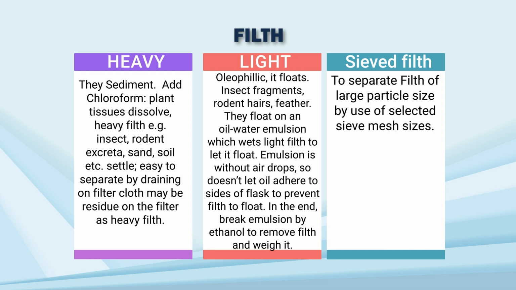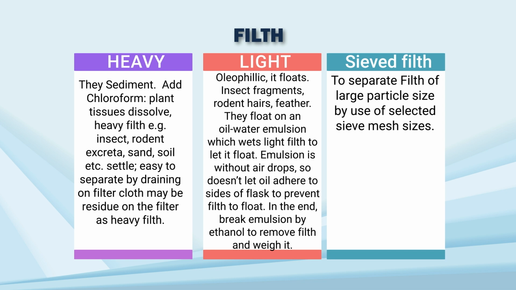Normally the high density filth settles down. For example, you take a solvent like chloroform. You put your food product in chloroform. The filth will settle down. All other material will dissolve in chloroform and you can separate it. There is light filth which is oleophilic. Oleophilic means it does not wet with water. So it is actually oil soluble filth.